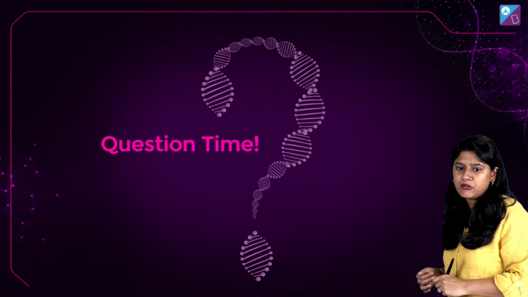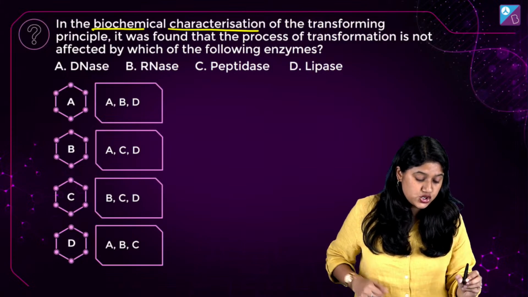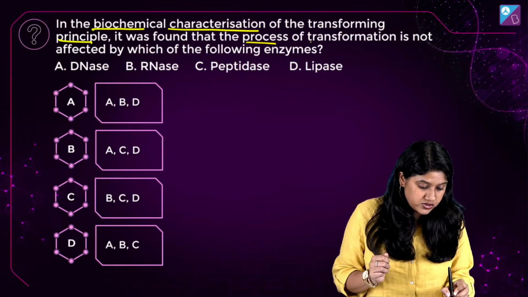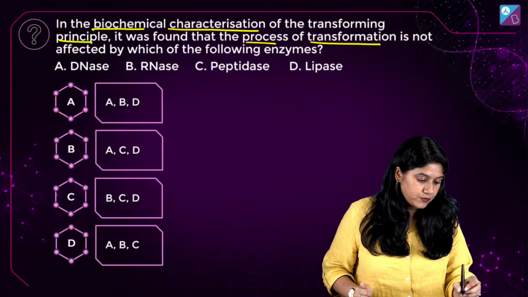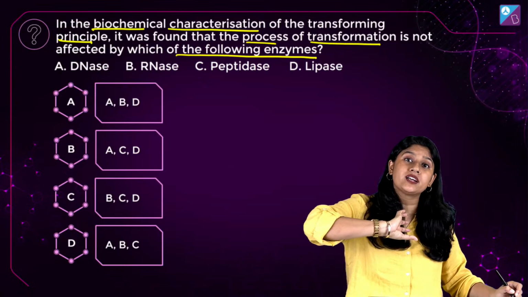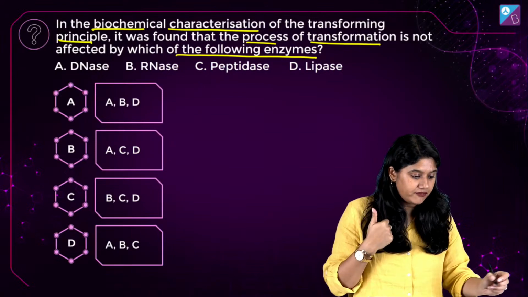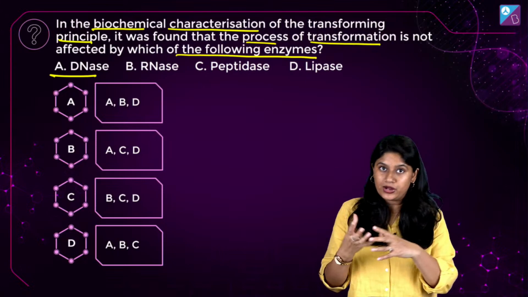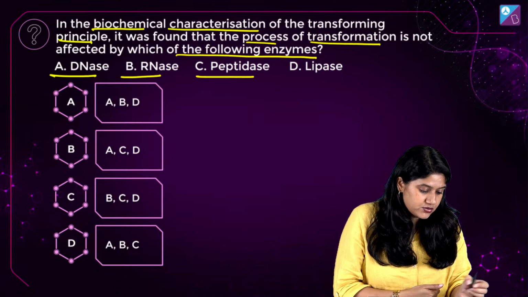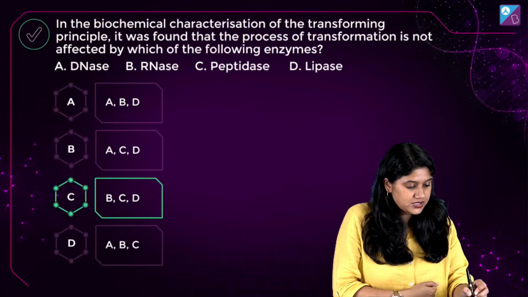Now, it's question time, everyone. We'll check our knowledge with one question. Here we have: in the biochemical characterization of the transforming principle, it was found that the process of transformation is not affected by which of the following enzymes? Which of these enzymes actually could not affect the transformation process? What options do we have? A is DNase, B is RNase, C is peptidase, D is lipase. Very good. Option C ko lock kare. Very good, everyone. So of course these three.